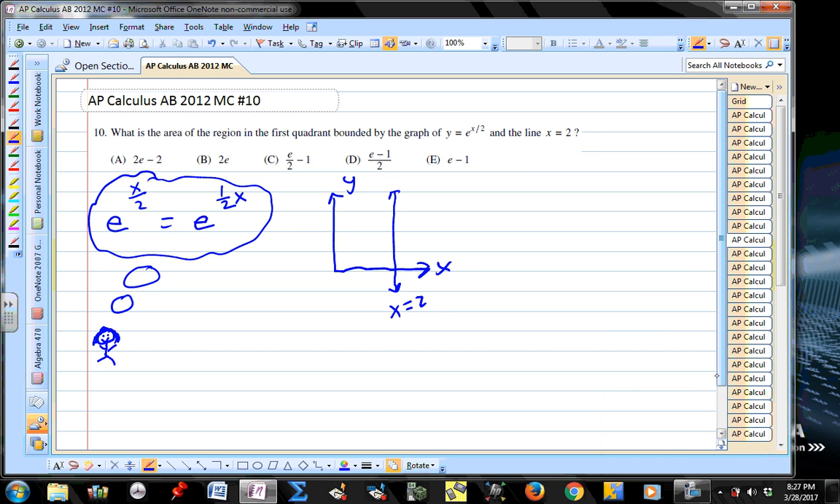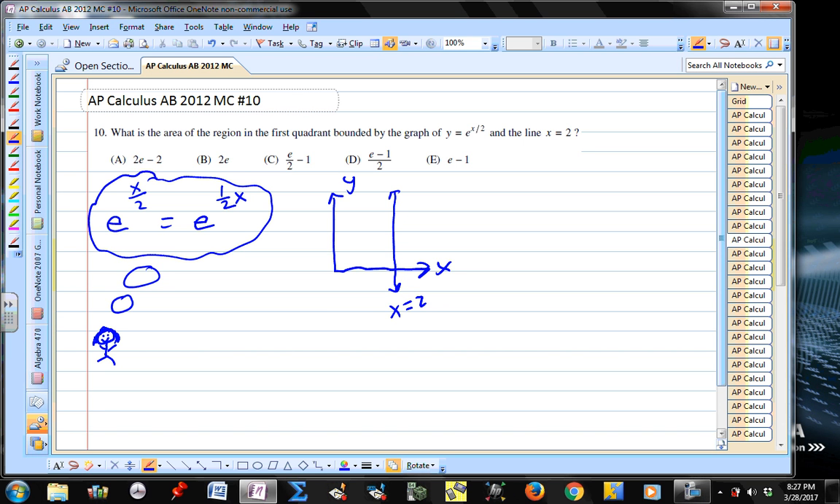Here in problem number 10, we're given some information about a function in the first quadrant. We're asked to find the area bound by this function and the line x equals 2. So remember a couple things. e to the x over 2 power is the same thing as e to the 1/2 x power. It's going to help us when we integrate.